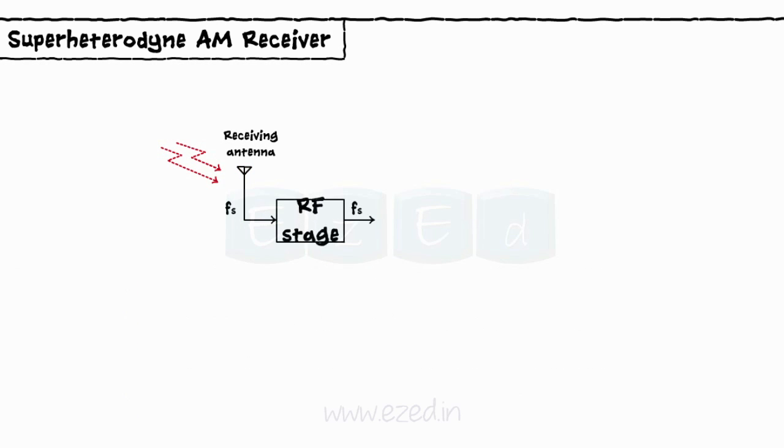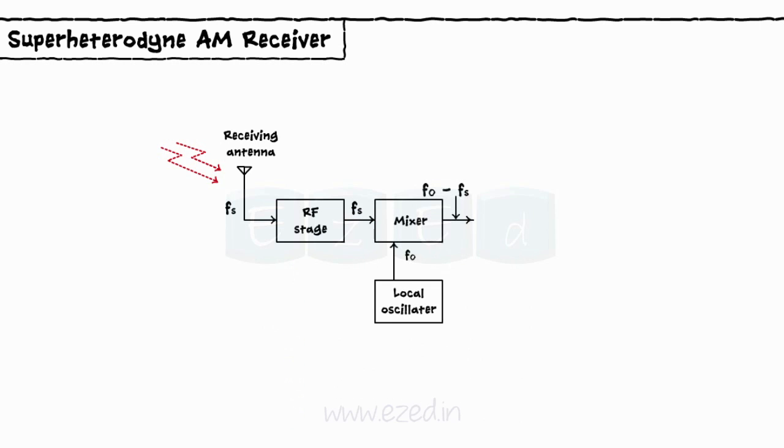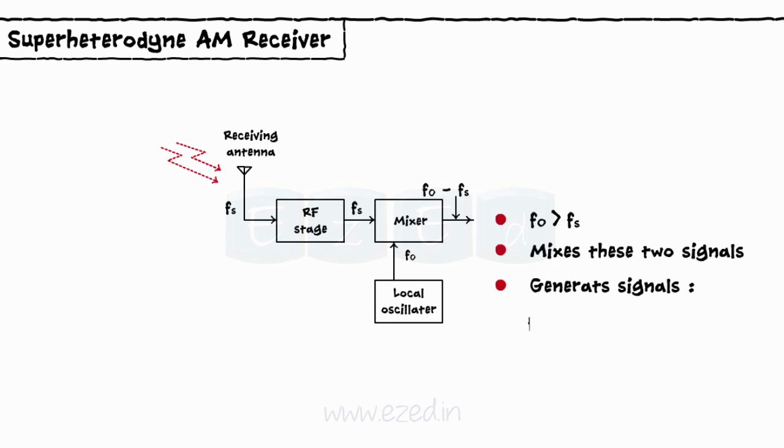RF stage. The RF stage is an amplifier which selects the required signal and rejects all other received signals. It also reduces the effect of noise. As its output, we obtain the desired frequency signal, say Fs. Mixer. The mixer receives two inputs, one from the RF amplifier and one from the local oscillator, satisfying the condition that Fo is always greater than Fs. The mixer mixes these two signals and generates signals having different frequencies such as Fs, Fo, Fo plus Fs, and Fo minus Fs.